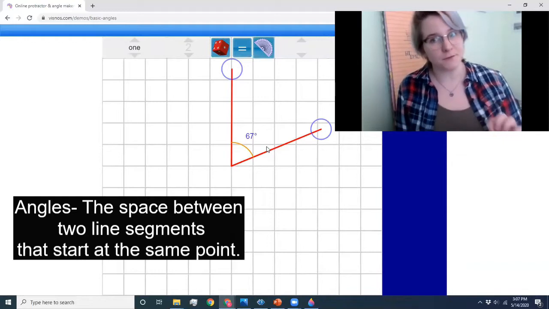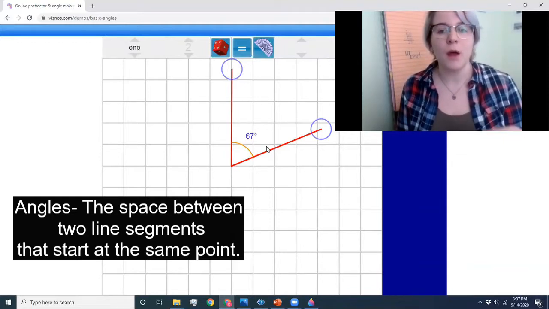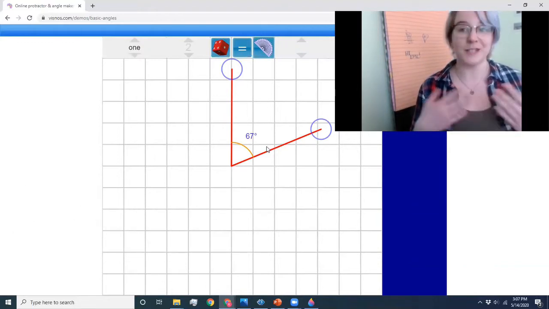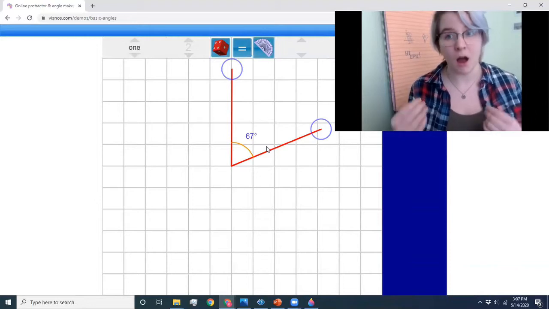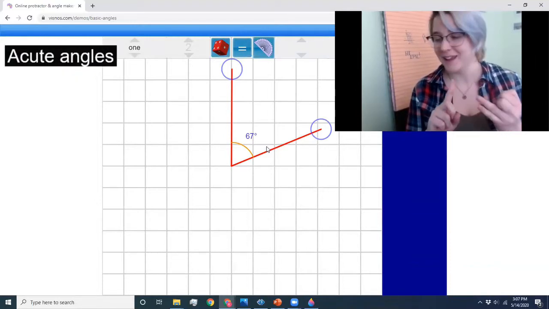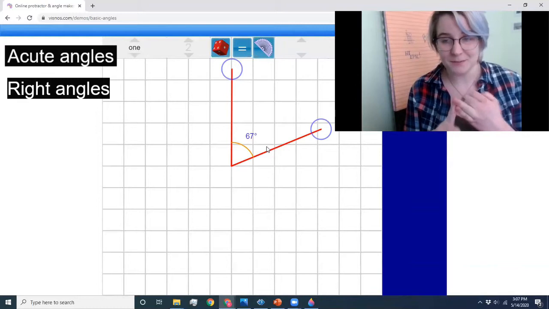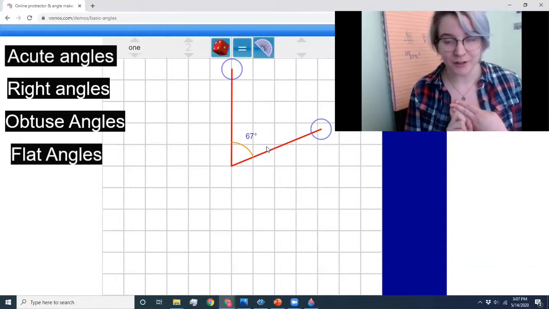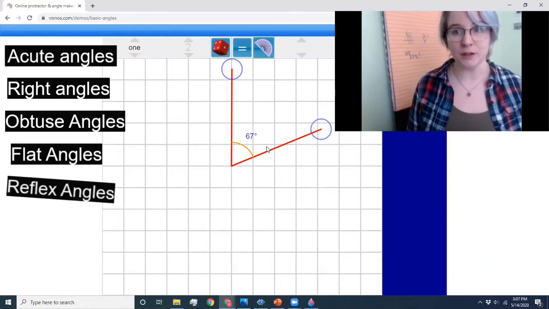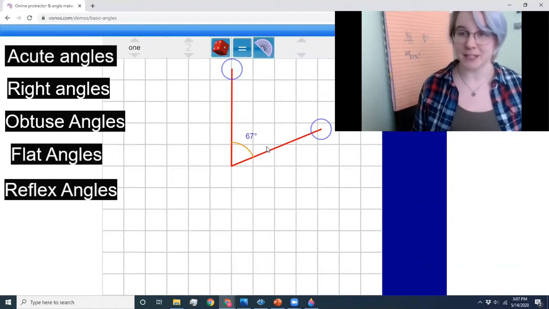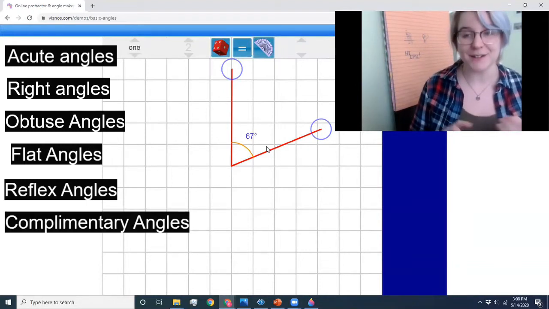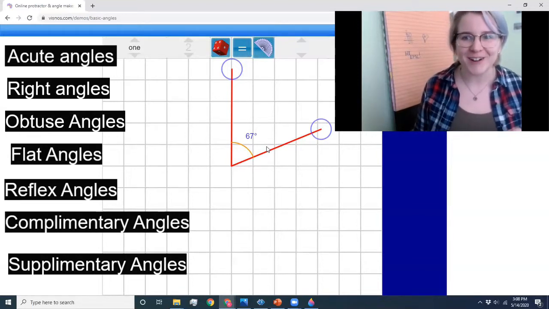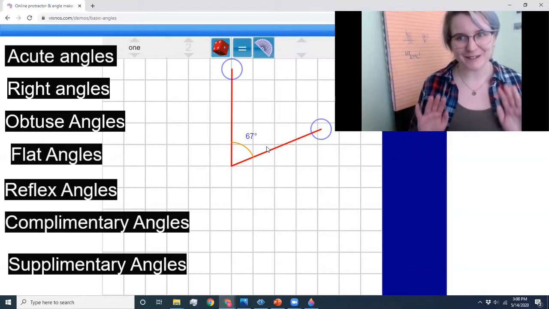We classify different types of angles by measuring their degrees. So the different types of angles we're going to be talking about today are acute, right angles, obtuse angles, flat angles, and reflex angles. We're also going to talk about complementary angles and supplementary angles. Don't worry if those words sound a little confusing right now. They will make a lot more sense very soon.